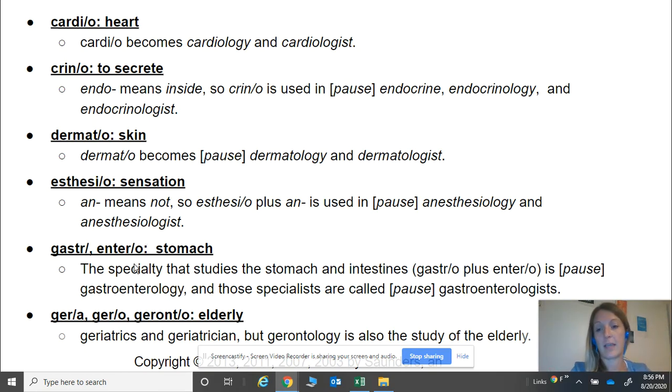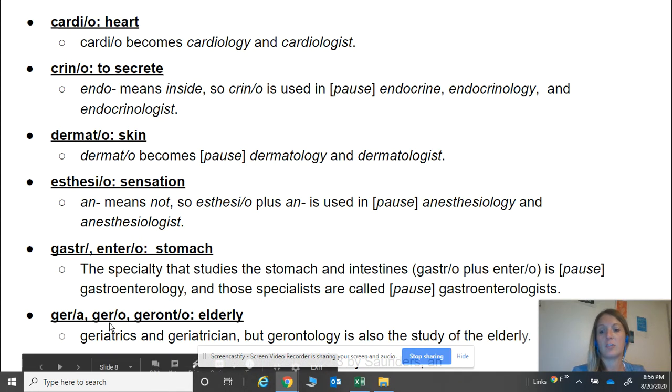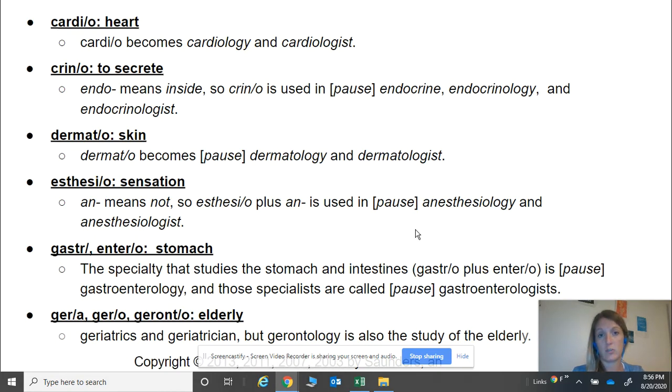Gastro means stomach. Entero can also mean stomach, or the gastrointestinal system. It really means more intestines. And then geronto, that's like the elderly people. So geriatrics would be people who specialize in treating elderly.